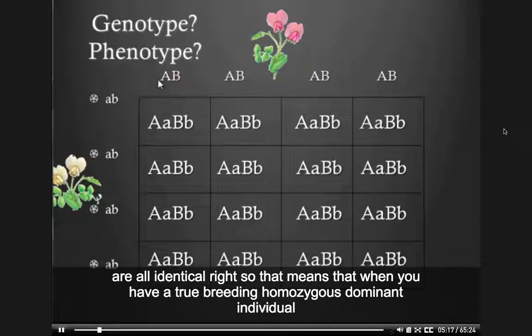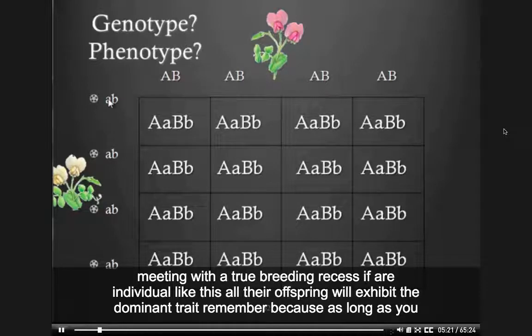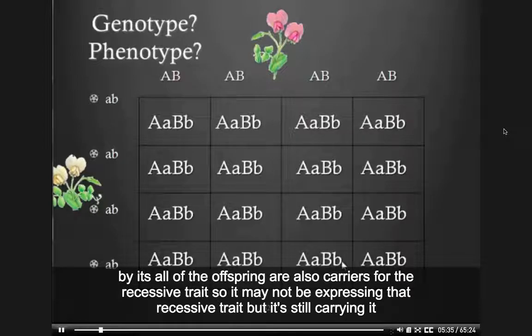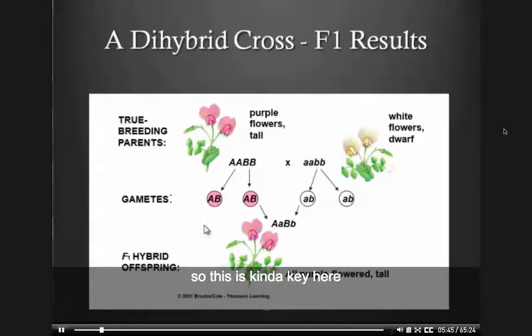So that means that when you have a true breeding homozygous dominant individual mating with a true breeding recessive individual like this, all their offspring will exhibit the dominant trait. Remember, because as long as you have one capital there, that's the one that's going to be expressed. But all of the offspring are also carriers for the recessive trait. So it may not be expressing that recessive trait, but it's still carrying it. So this is kind of key here.